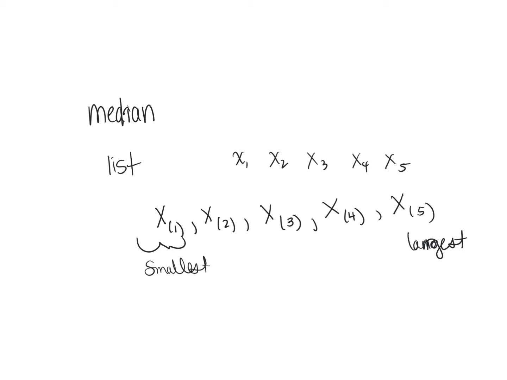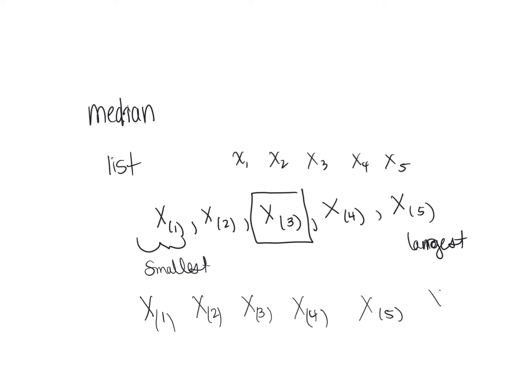Now, if it's an odd number, your median is going to be the one that has an equal number on both sides. If it's an even number, let's say that there were just 6 things in your data set, then what you typically will do is take the average of these 2 middle things, right? And that would be considered the median.